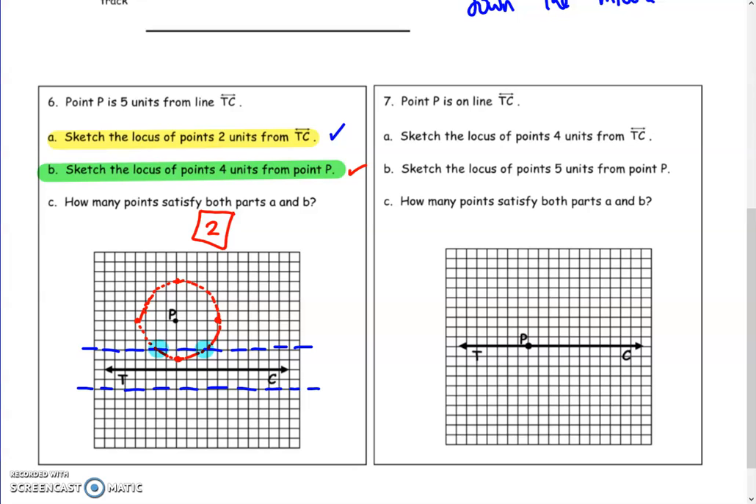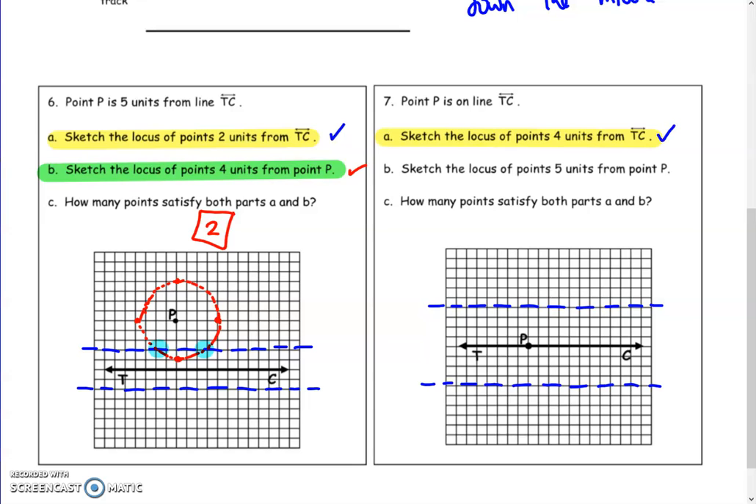Number 7, point P is on line TC. So again, we don't have to draw it. It's in the diagram. A says sketch the locus of points 4 units from line TC. So very similar to what we did in number 6, except now we're 4 units away. So I go 4 units above, sketch a line, and 4 units below, sketch a line. Okay, so I've just done that.